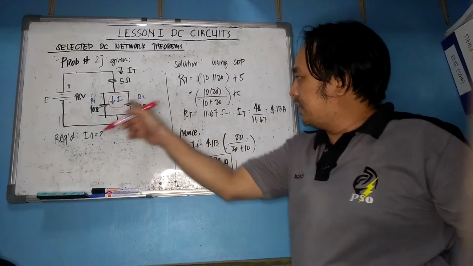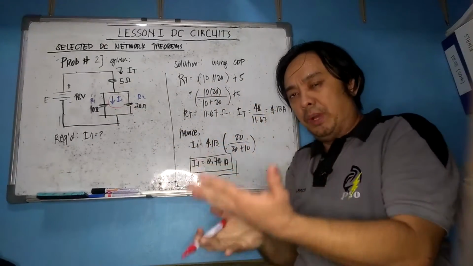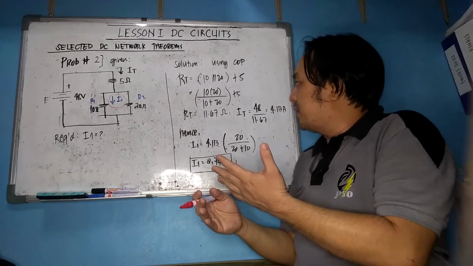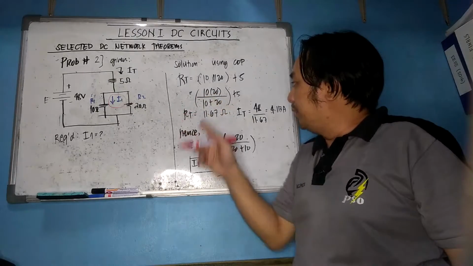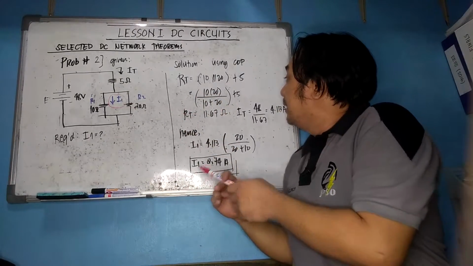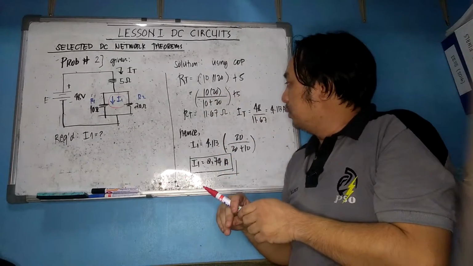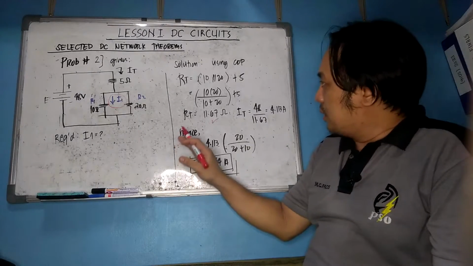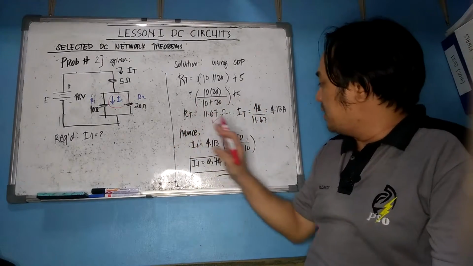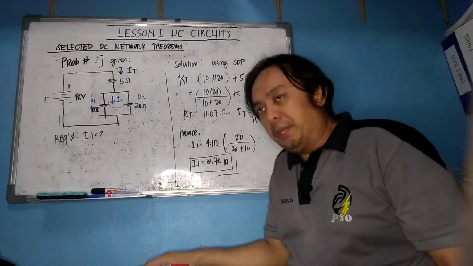So RT is 10 in parallel with 20, plus 5. We already described this one during our resistance combinations. Product over the sum, 10 times 20 over 10 plus 20, and then you add 5. Now if we compute this one, the answer is 11.67. Then by Ohm's law, total voltage over total resistance, 48 over 11.67 is 4.113.